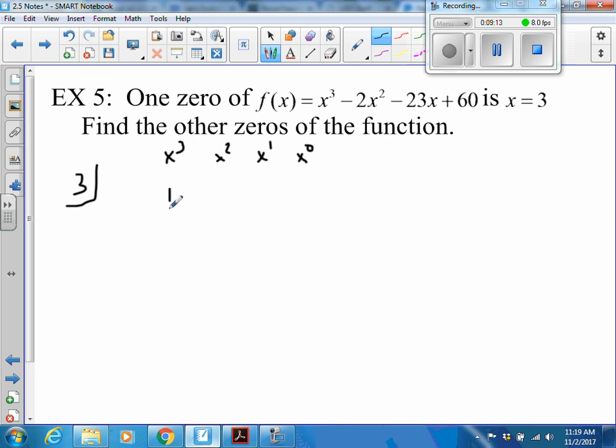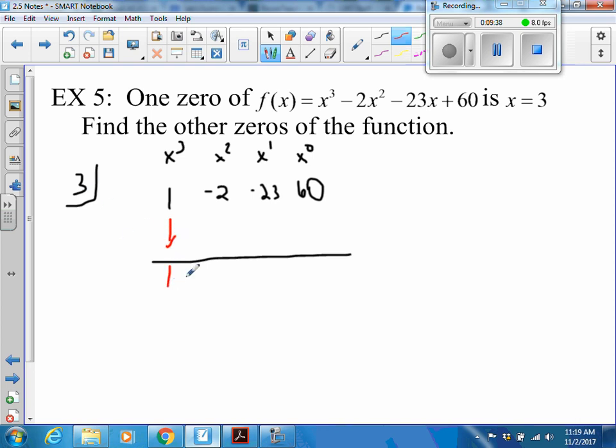So 1 is the coefficient. We have negative 2, negative 23, and then 60. Now, because we're finding zeros, we want to make sure we get a remainder of 0 so we can factor our polynomial here. So we bring the 1 down.